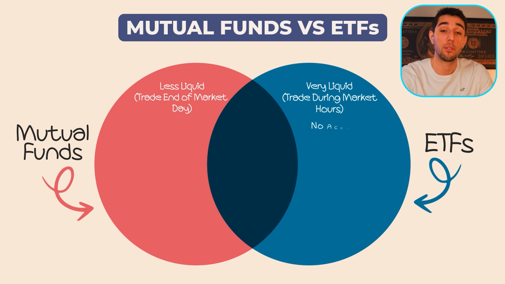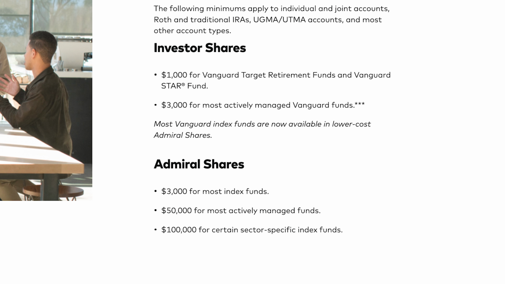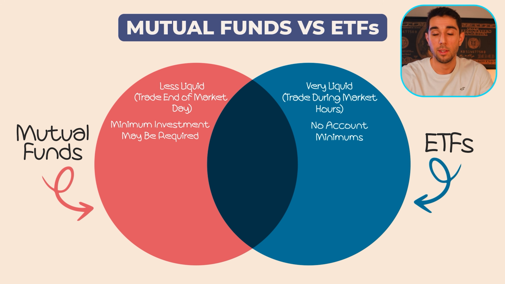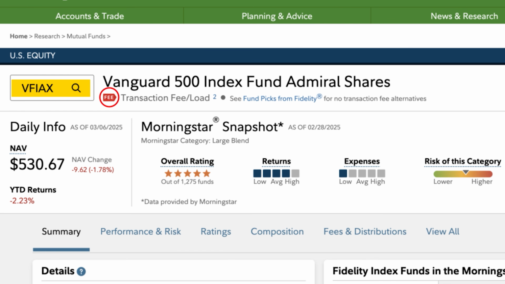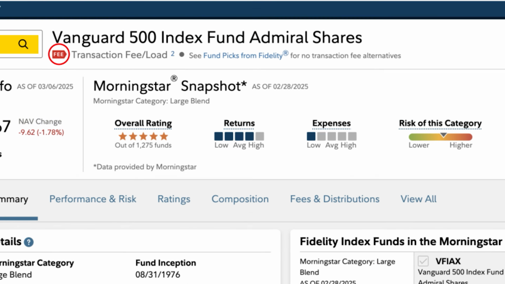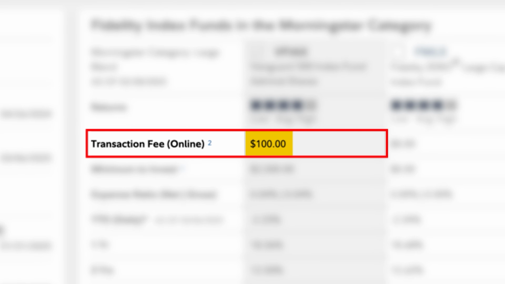Besides that, ETFs have no account minimums to invest, whereas depending on your broker, with mutual funds a minimum investment may be required, which could be thousands of dollars, like Vanguard's, that is at least $3,000 to get started. On top of that, you can purchase ETFs on nearly any platform, similar to trading stocks, but with mutual funds, typically you can only purchase them through the provider that issues them, unless you pay an unnecessary fee, like buying a Vanguard mutual fund through Fidelity costs $100 per transaction, which there's no reason you'd ever want to do.